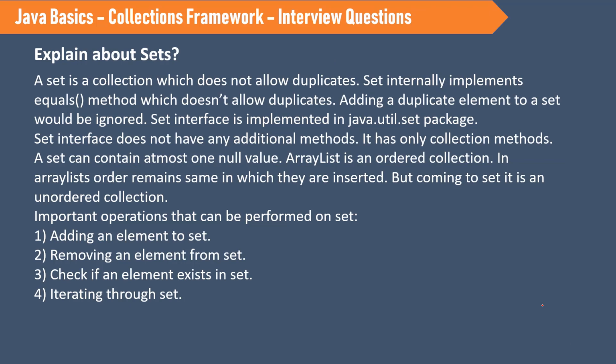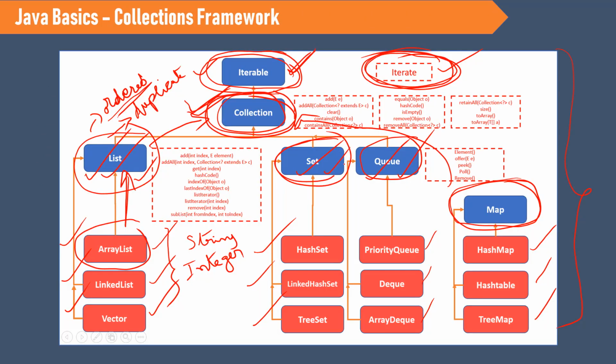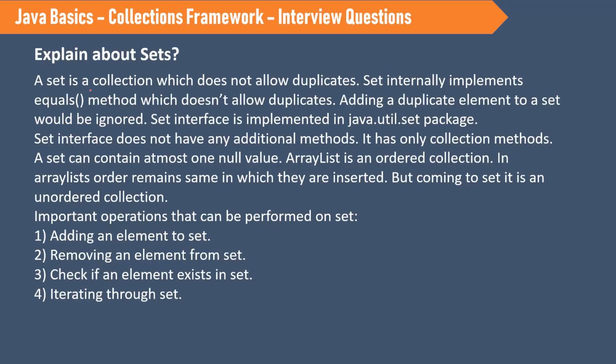So explain about sets. If you see, this is the set, and set is a collection which is extending the collection interface. And again, set is an unordered collection. That means it doesn't maintain the order in which we add the elements to a set. And also set doesn't allow duplicate values. So this is the main thing about sets. A set is a collection which doesn't allow duplicate values.